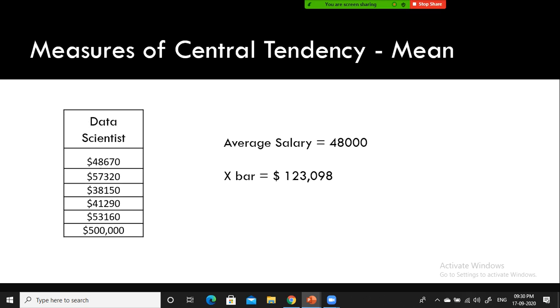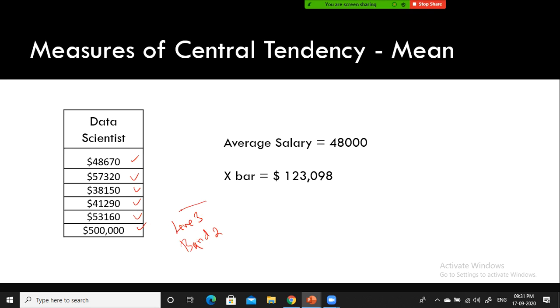With an example, let's try to understand what exactly measures of central tendency is all about. Mean is one of the measures. Mean is nothing but average. Let's say these are the salaries, this is the data given to you. You joined the company, they gave you this data scientist data. Let's say all these data scientists fall in level 3 and band 2.